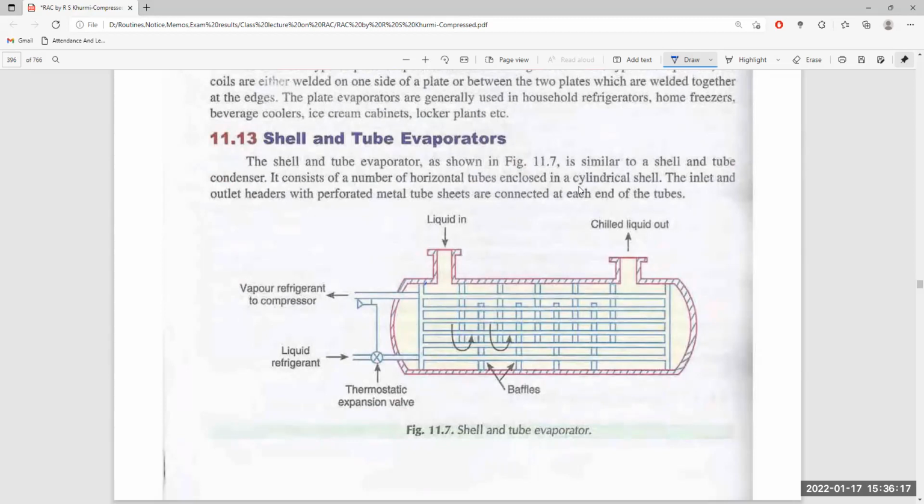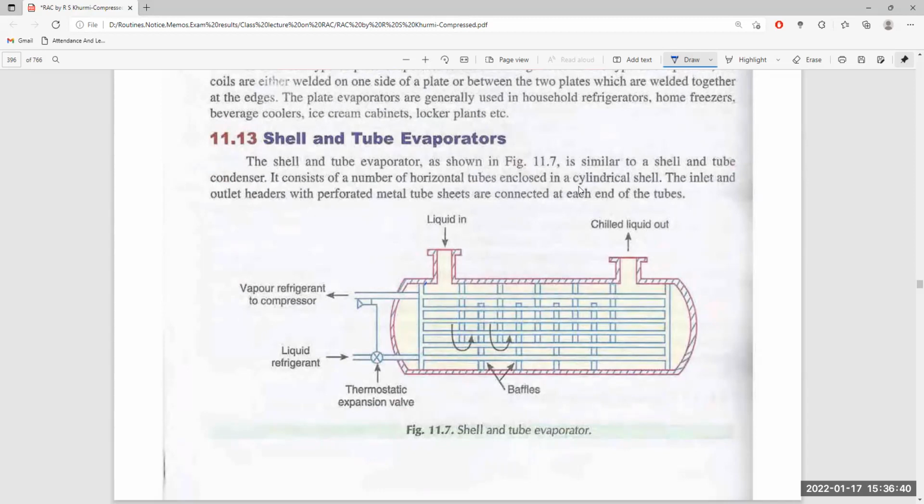The liquid is coming in and chilled liquid is going out, and vapor refrigerant goes to the compressor, and liquid refrigerant comes from the expansion valve to the evaporator itself. There are baffles for the proper circulation of the liquid refrigerant.